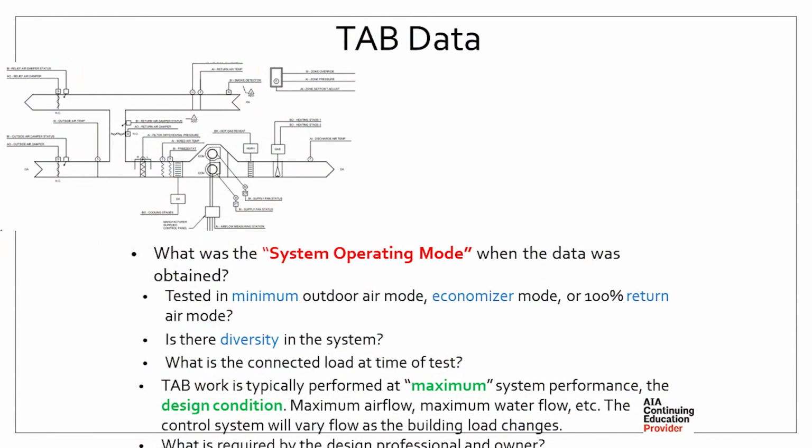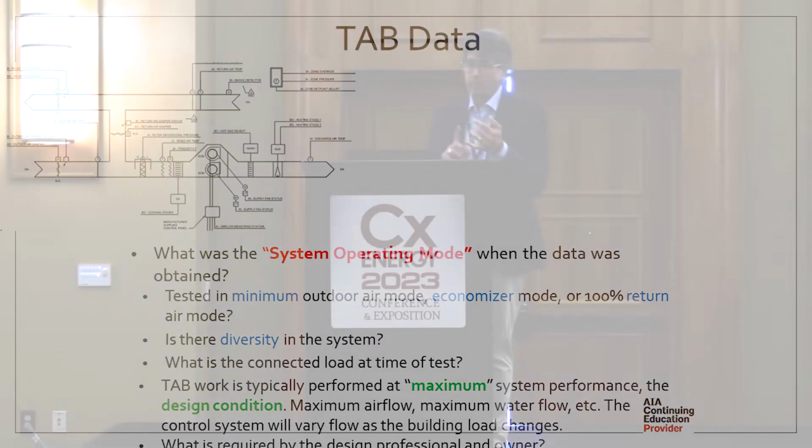One of the big things, like I said, when you get out in the field, if you have the opportunity to work with a TAB company or a TAB tech, is system operating mode. And that's one thing you're thinking when you're going to get data: what mode of operation is this air handler in? Is it minimum outdoor air, economizer mode, 100% return? Is there diversity in the system, pumping or air handling wise? How am I going to set that system up? What's my connected load at time of test?